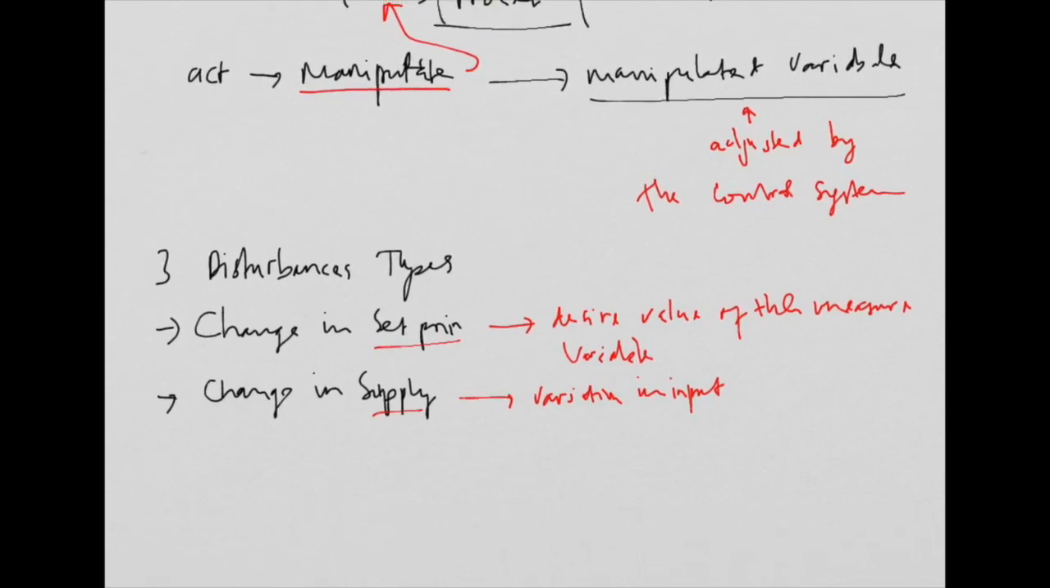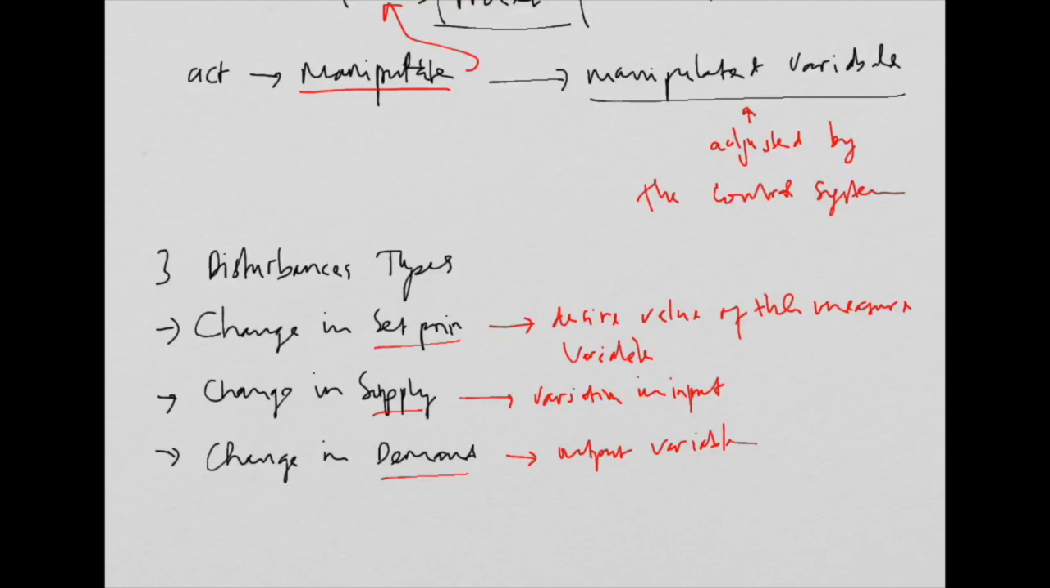And then the third disturbance can occur when there is a change in demand. What does change in demand mean? Demand is the output variable. That means we set the output variable to another value, so we make a disturbance to the system, and the system will be in a dynamic condition.